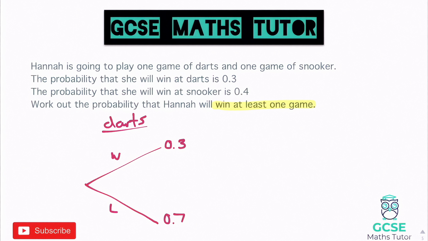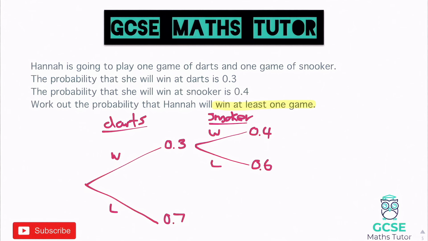Now we've got the scenario where she's going to play her second game, so she can win or lose. If she wins, then she goes on to play her next game here, which is snooker. Let's label that. Just about fit that in, snooker. And again, it's a win or a lose. And the probability that she wins this game is 0.4. Now again, that's 40%, so 60% to get to 100, or 0.6 to get us up to 1.